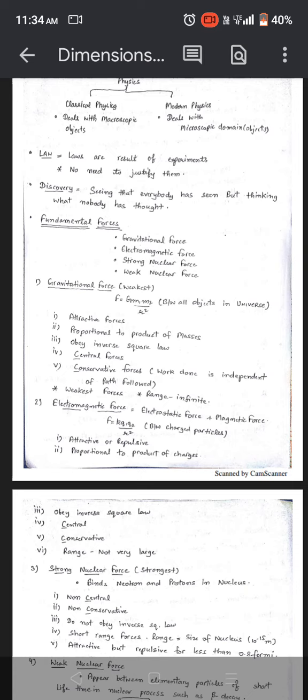And there is no need to justify them. When we have done the experiment, the result has come and it has become a law, so there is no need to justify it.